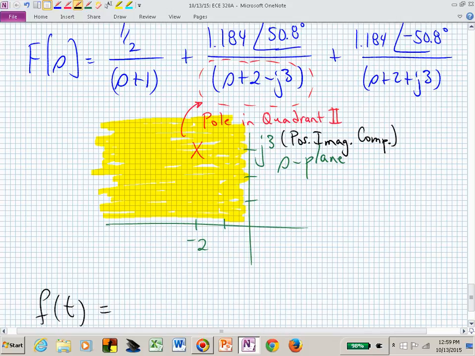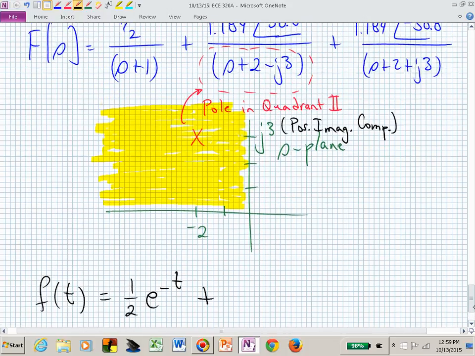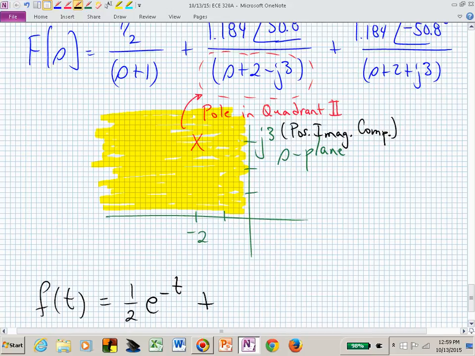How do we inverse Laplace transform an s plus 1 in the denominator? That's e to the minus 1 t, scaled by that coefficient of 1/2. This is now 1/2 e to the minus t. If we did exactly the same process on the middle term to inverse Laplace transform it, we would have our scalar, which is complex, but we would write that down as 1.184 at an angle of 50.8 degrees.